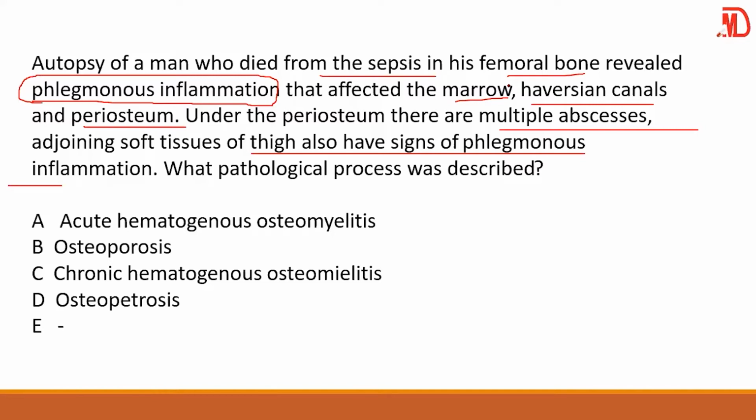And we know that this type of infection normally occurs primarily in children, and usually it spreads through the blood. So we call it hematogenous, or it has a hematogenous mode of infection. So it passes through the blood.